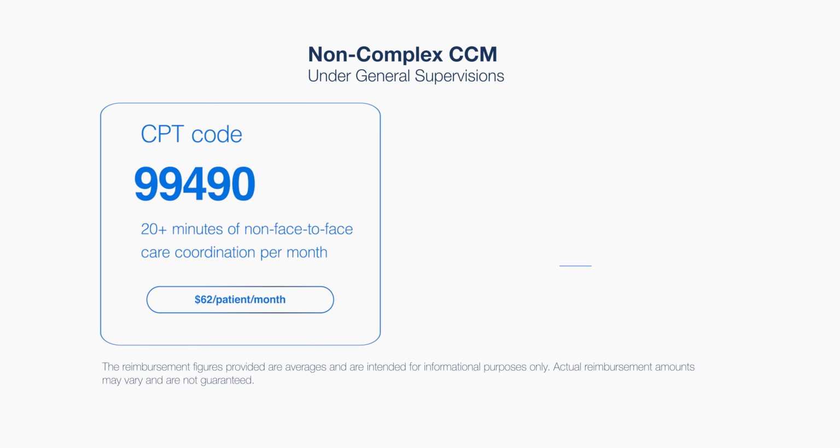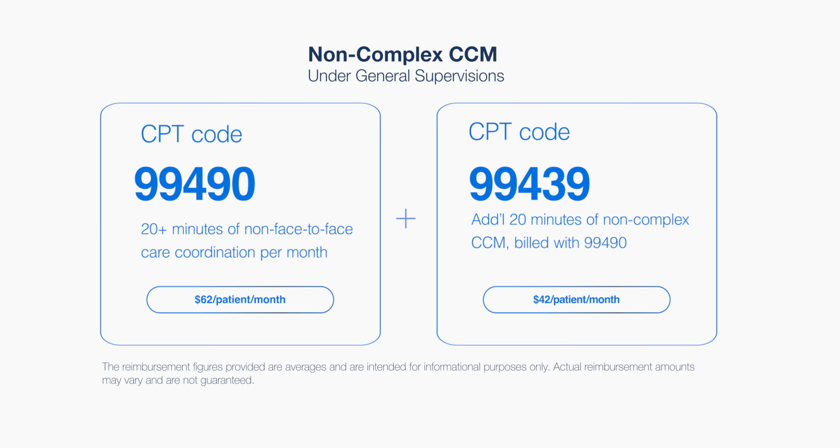Now, if your staff spends more than 40 minutes, then you can bill for extra time using CPT code 99439. This code adds another 20 minutes per use, up to 60 minutes in total. So if your nurse spends up to 60 minutes on a patient, you'd bill 1 99490 and 2 99439.